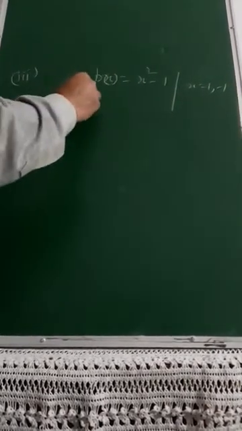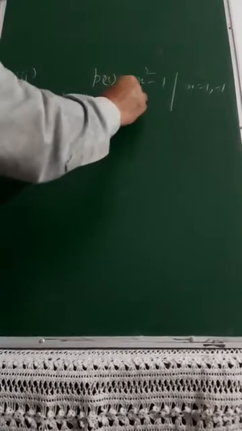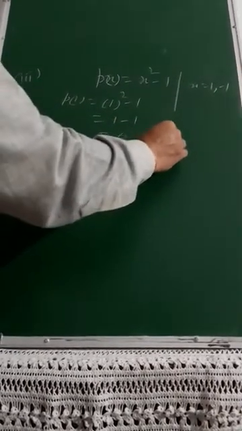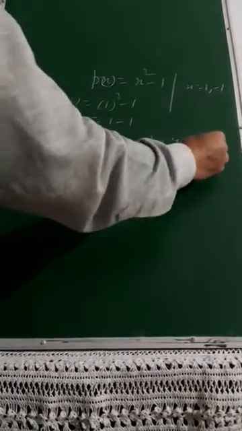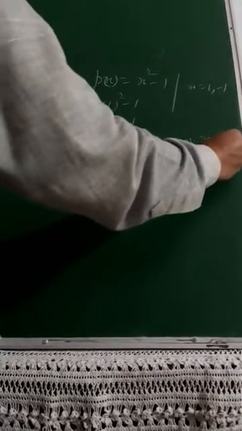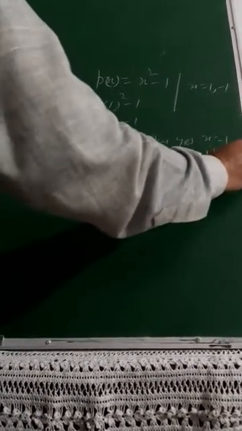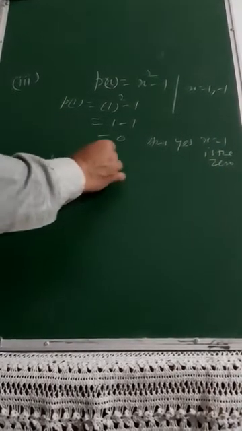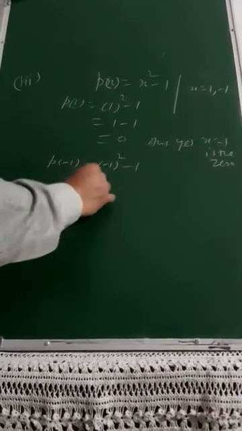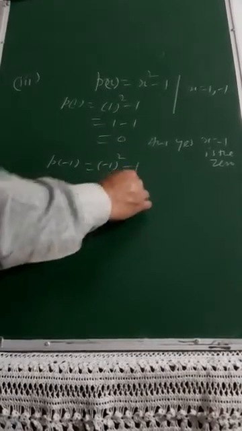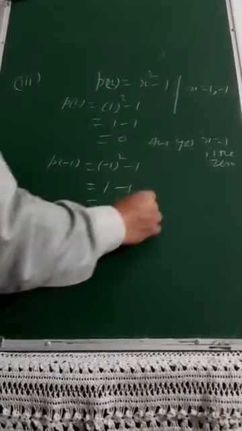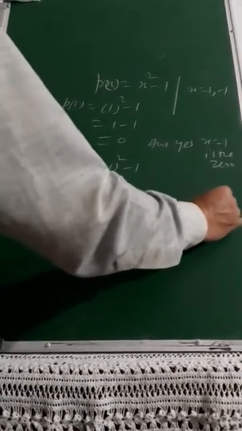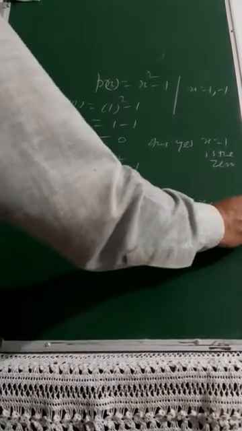So first you check p1. That is 1 square minus 1, 1 minus 1 is equal to 0. So the answer is yes, x is equal to 1 is a zero. This is the right procedure to write your answer. Then you go for p minus 1. Again, minus 1 squared is positive, and again this makes 0. So write the answer simultaneously: yes, x is equal to minus 1 is a zero.